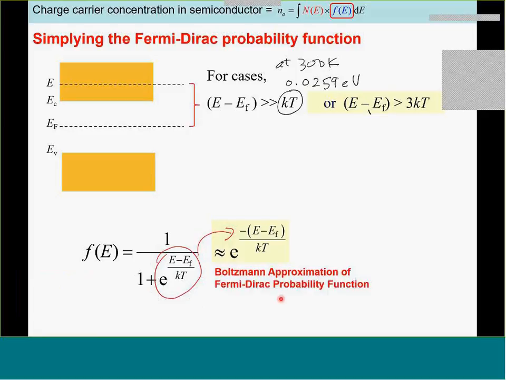Because in most of our cases, the difference between our E and our E Fermi is much greater than 3 kT. So most of the time we are going to use this expression to represent our Fermi-Dirac probability function. So we don't have to use this complicated equation. We are going to use the one that's been simplified.